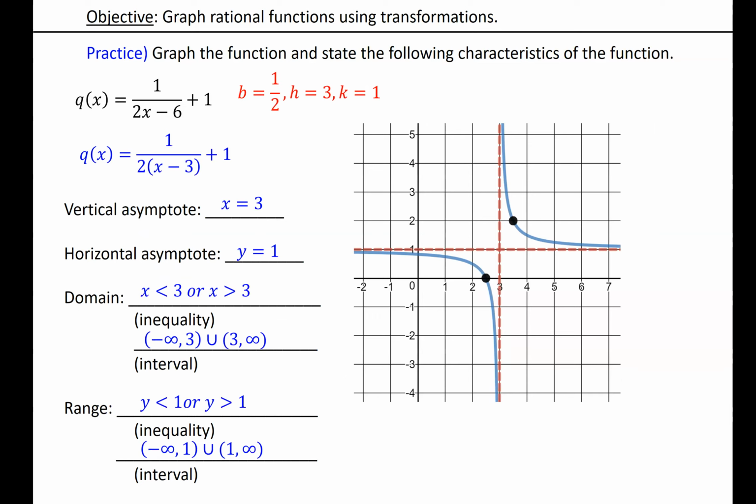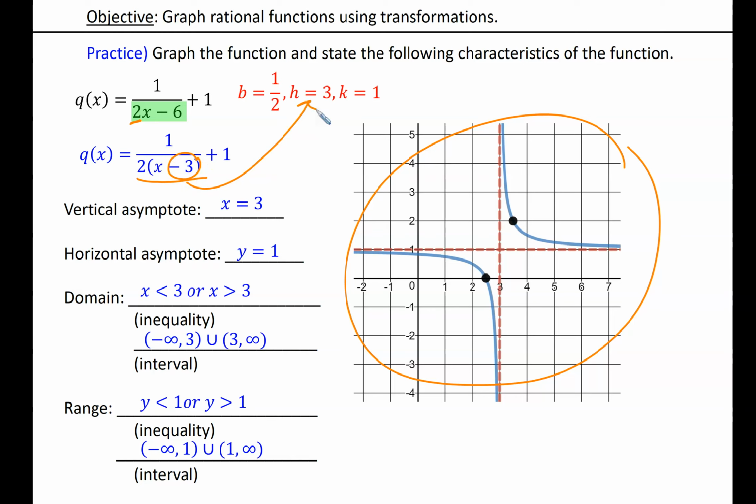So here we go. If your graph doesn't look like this in some way, here are some key things that you should check to see what happens. Remember that if you used this denominator, then you have the wrong h value, because you have to factor out the 1/b value of 2 to create this form. And then the opposite of -3 is your h. So your h is +3, not +6.